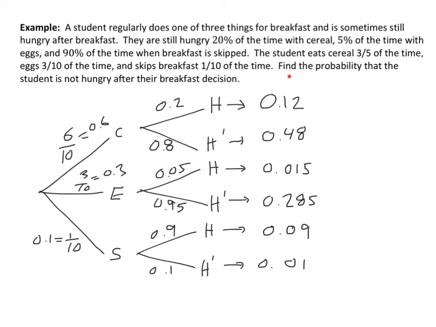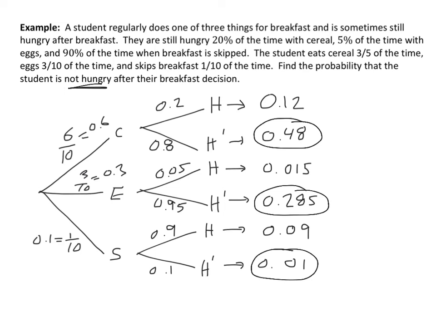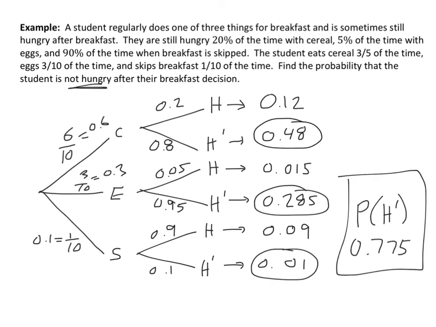The question asked, find the probability that the student is not hungry after their breakfast decision. So not hungry. In this tree diagram, where do I see that the student wound up not being hungry? Well, they are not hungry here, here, and here. So I need to take these three things and add these probabilities together. If I add these three things together, what I wind up with is 0.775. So there's a 77.5% chance that the student is not hungry after whatever it was that they chose to have for breakfast.